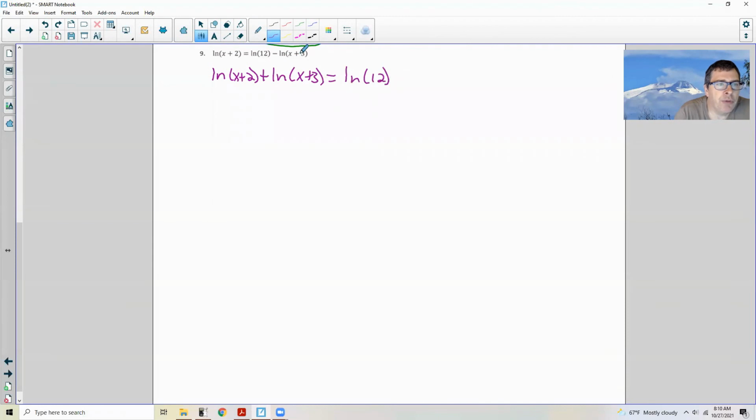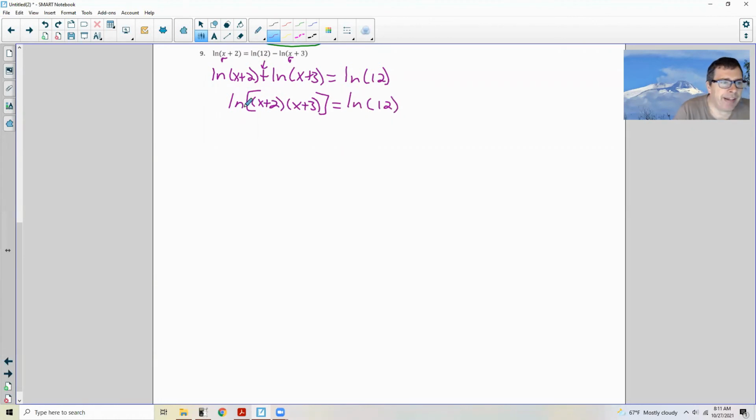So what am I doing here? I'm trying to get all of my x's on one side. So there's your hint when you have multiple things. Here's a natural log of 12. Get the constant on one side, get the x's on the other, and it will run a lot smoother. So then I have the natural log of, and this is plus, so it's a product, x plus 2 times x plus 3, and that's going to equal the natural log of 12.